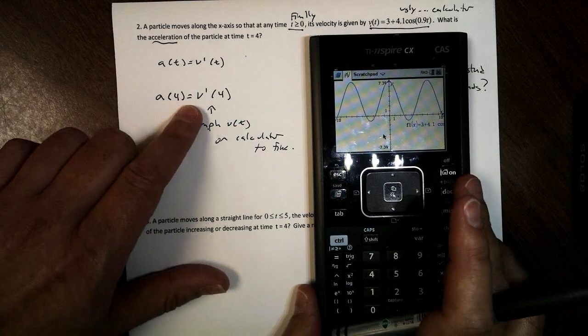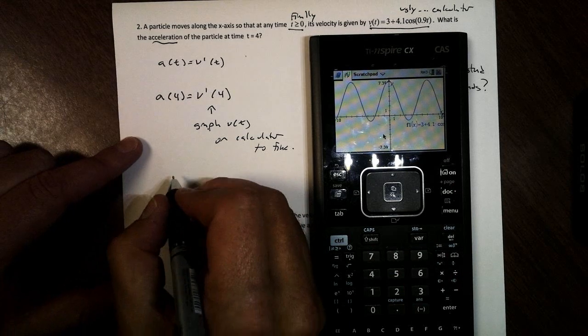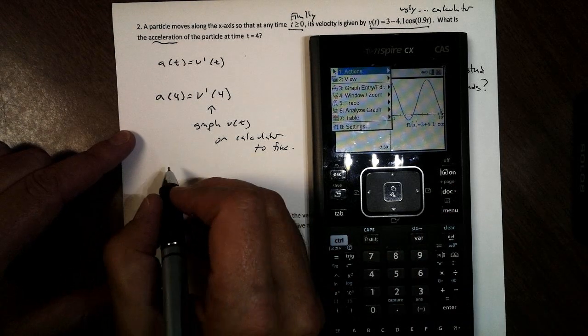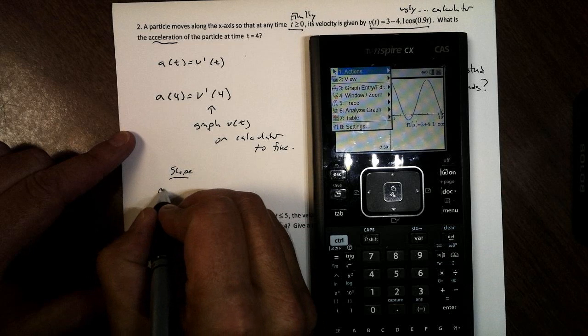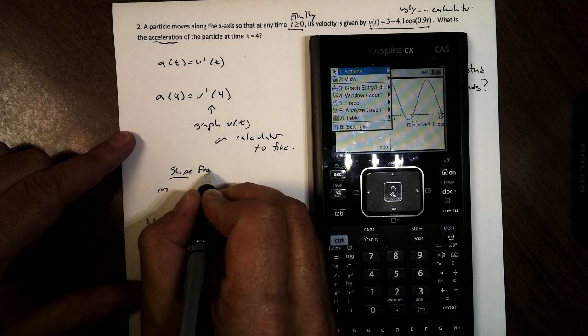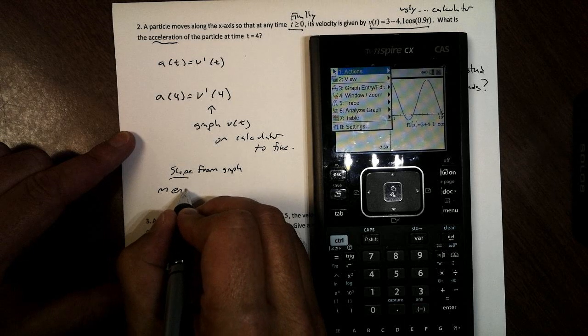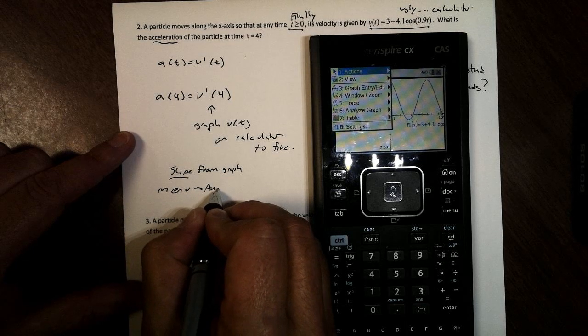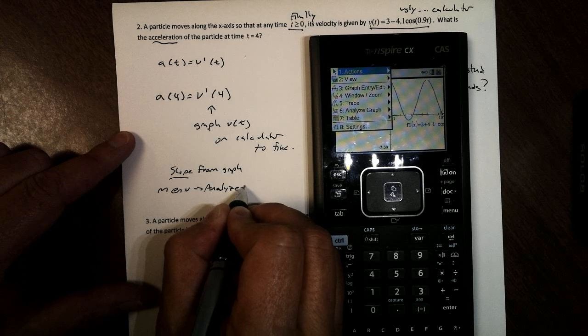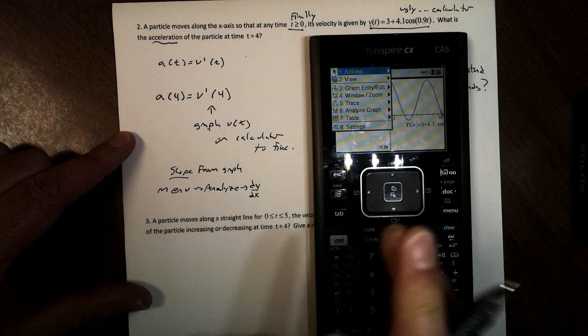Alright, so we're looking for v prime. Remember, this is the slope. This is our rule: go to menu to get the slope. Go to menu from a graph, right? From the graph we go menu, analyze, dy/dx.